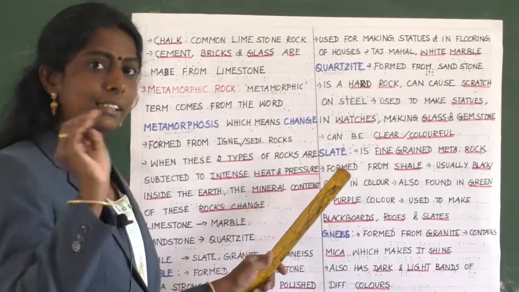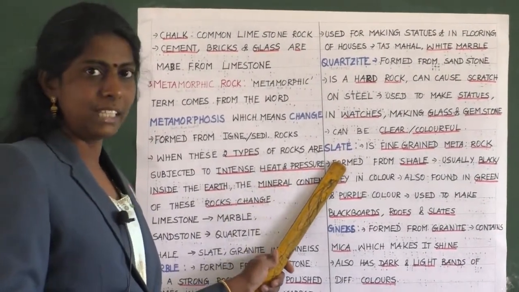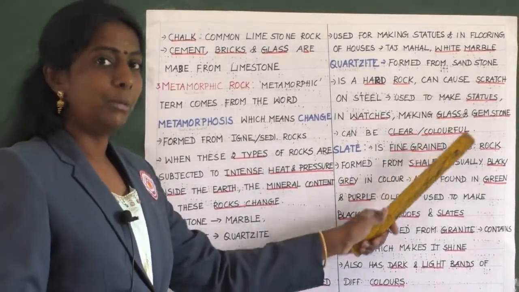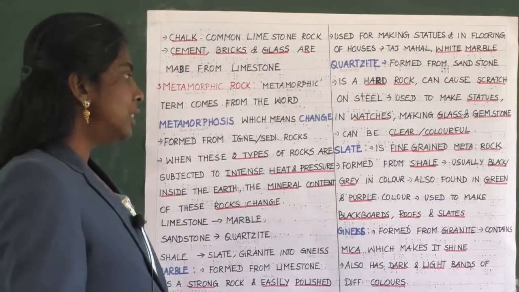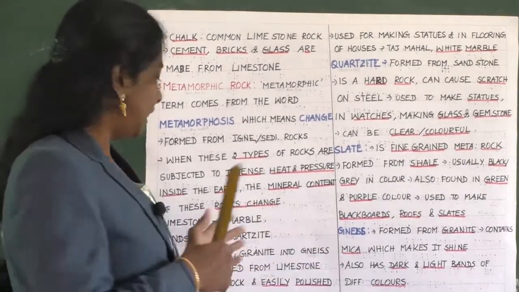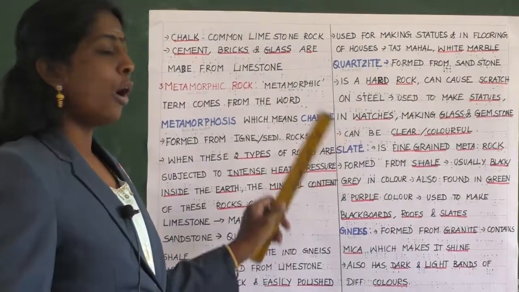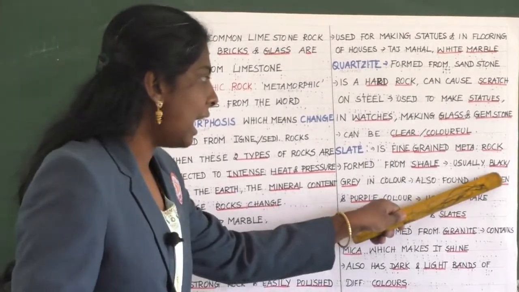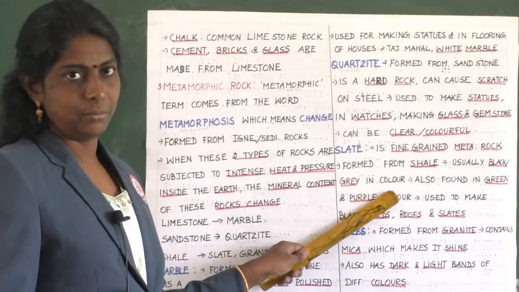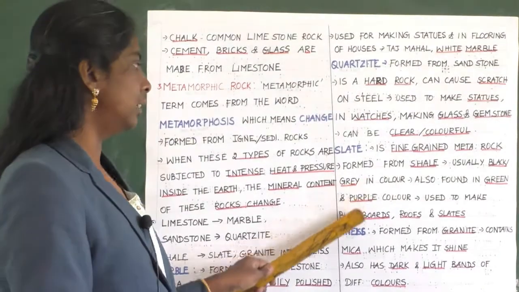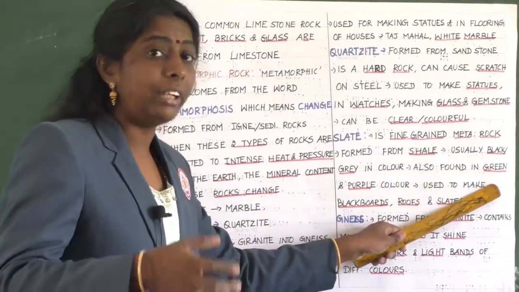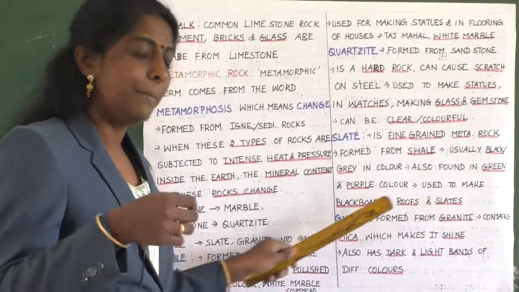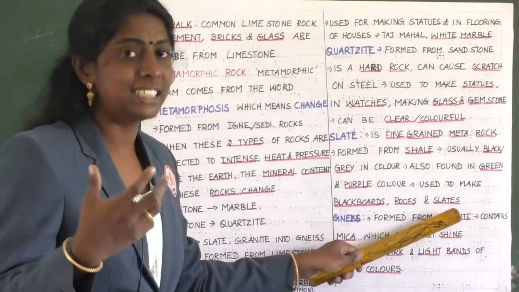Now moving further, the third type, that is slate. Slate is fine grained metamorphic rock. Clear? So it's formed from shale. As I said earlier, slate is formed from shale. It is usually black or grey in color. It is also found in green or purple in color. Then it is used to make blackboards, roofs and slates.